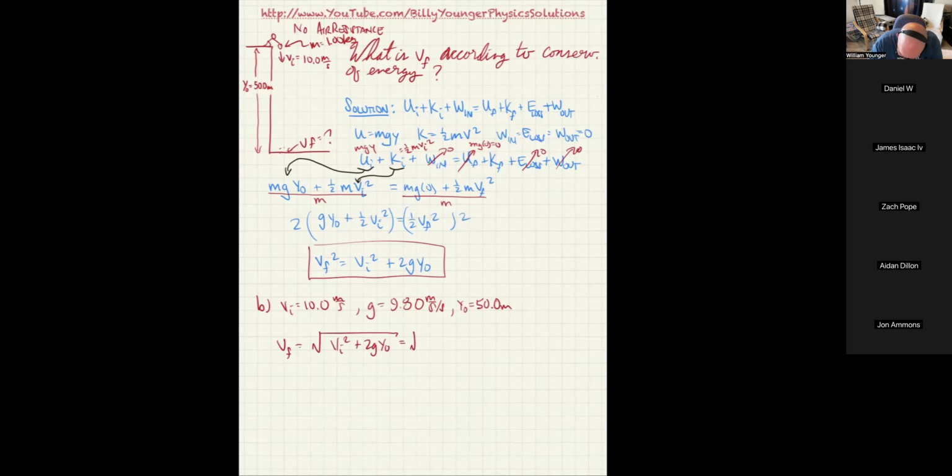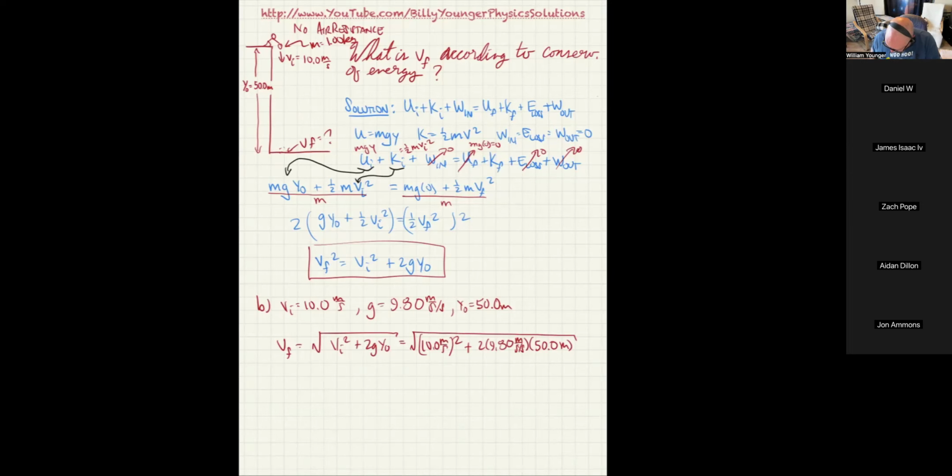So that's going to be the square root of 10.0 meters per second squared plus 2 times 9.80 meters per second every second times 50.0 meters. Notice the meters times the meters per second squared gives you meters squared per second squared, just like the 10 squared did. So the units are definitely matching, and because we're adding, that's critical. So the ultimate result will be meters squared per second squared under the square root, which does give us meters per second.